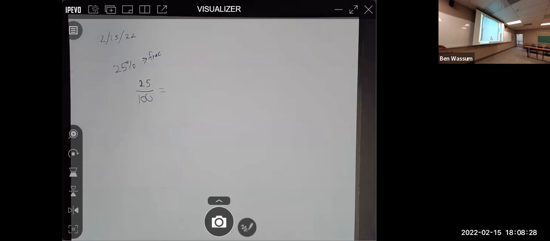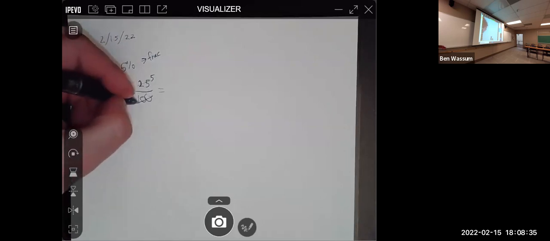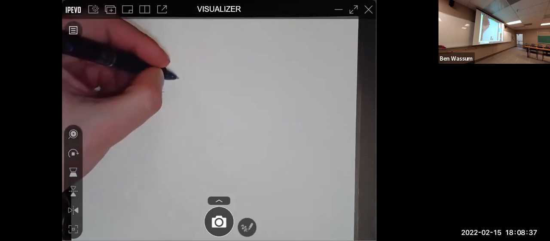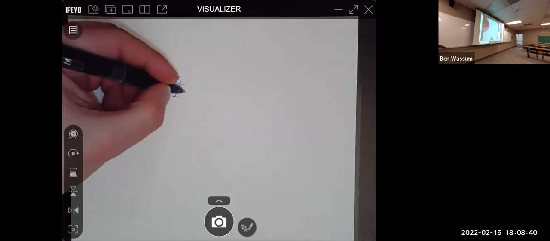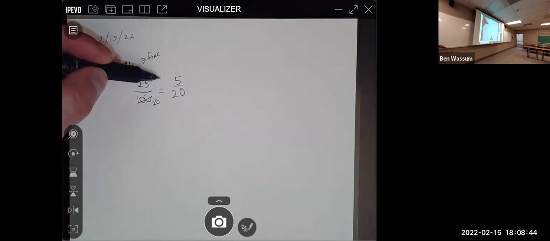If you could see at least one thing that goes into the top and bottom, go ahead and do it. Because you could say, oh, 5 goes into this guy 5 times and 5 goes into this guy 20 times. And you would end up with 5 over 20. Now that's not as simplified as it can get, but it's a heck of a lot simpler than it was before, right?